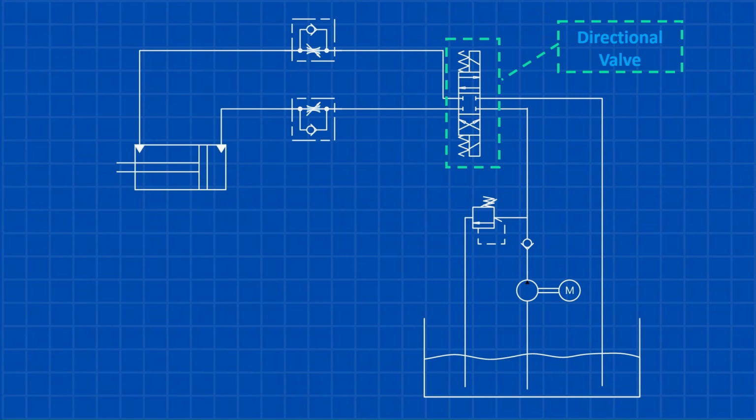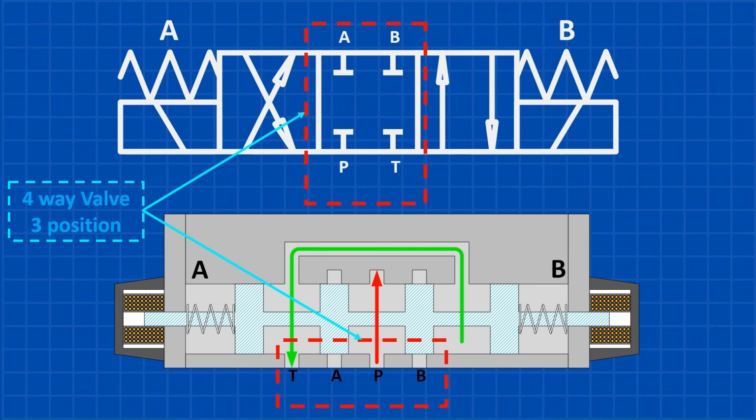Now let's go back and focus on the directional valve in our hydraulic system. This is called a four-way valve because it has four ports. P is for pressure, where the fluid enters. T is the tank port, where the fluid returns to the reservoir. A and B are the working ports that connect to the actuator to control its movement.